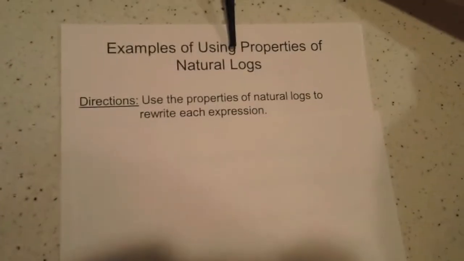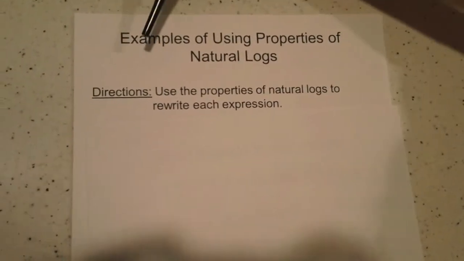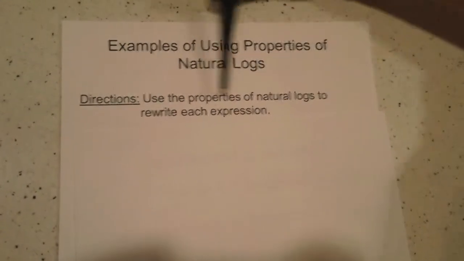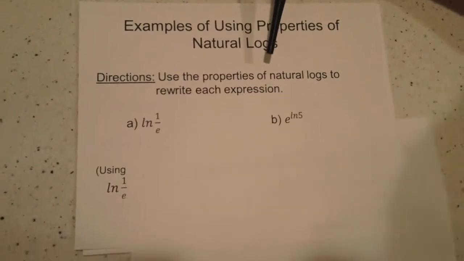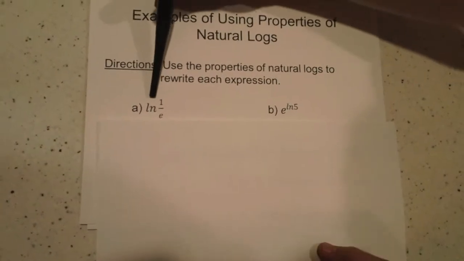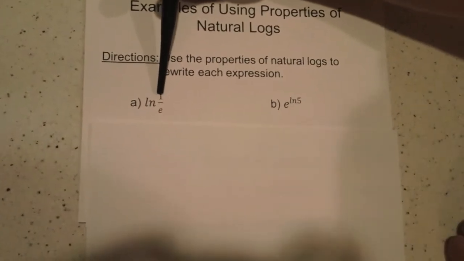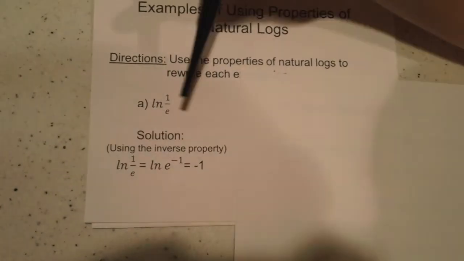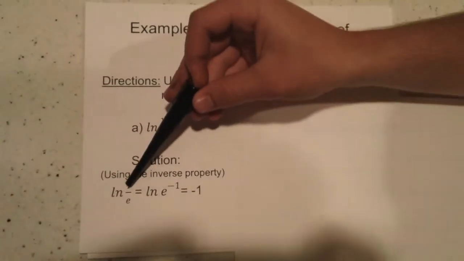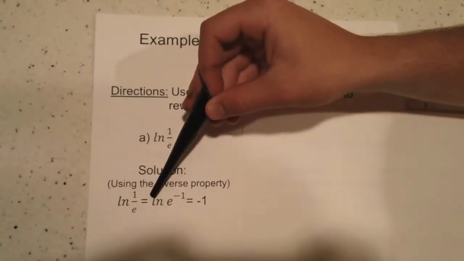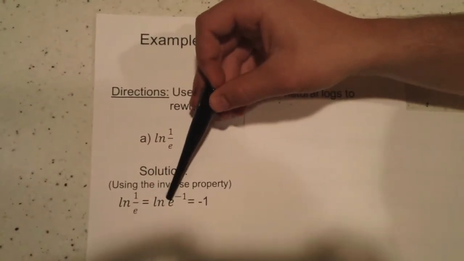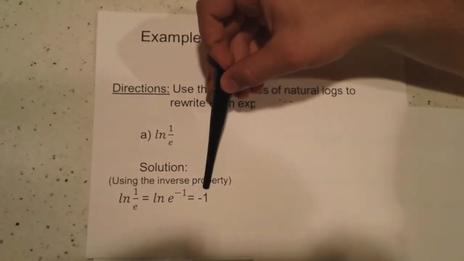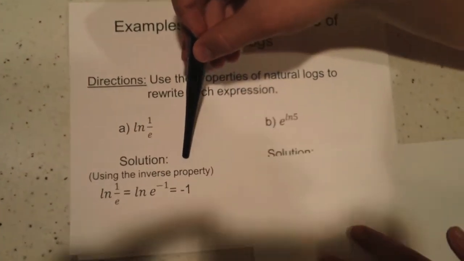Examples of using properties of natural logs. Directions: use the properties of natural logs to rewrite each expression. A. ln(1/e). The solution to this is, using the inverse property, ln(1/e) = ln(e^(-1)), which is equal to -1. B.